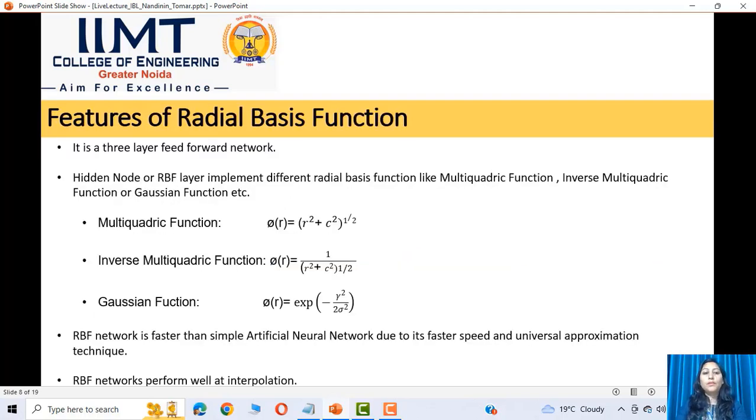Now we'll discuss some of the features of radial basis functions. First one is it is a three-layer feed-forward network. It means that it contains only three layers: input layer, output layer, and the hidden layer. And this hidden layer is also called the RBF layer. Hidden nodes of the RBF layer implement different radial basis functions like multi-quadratic function, inverse multi-quadratic function, or Gaussian functions. So how to calculate these functions? There is a formula in which we use that radius which we calculated earlier.